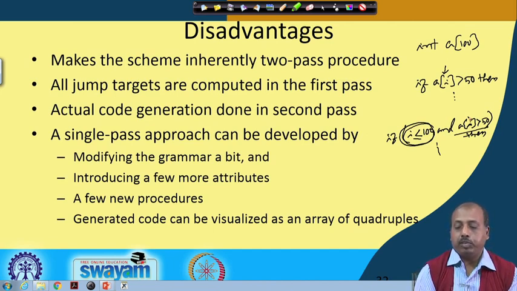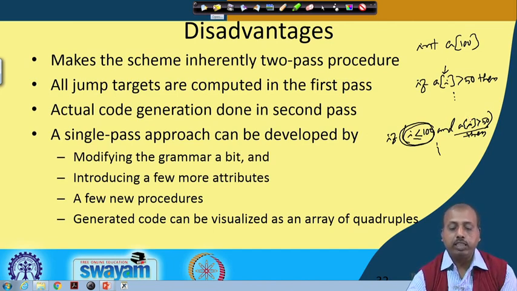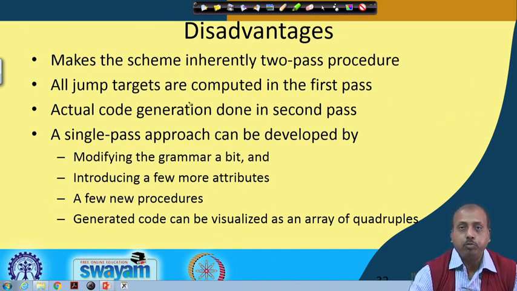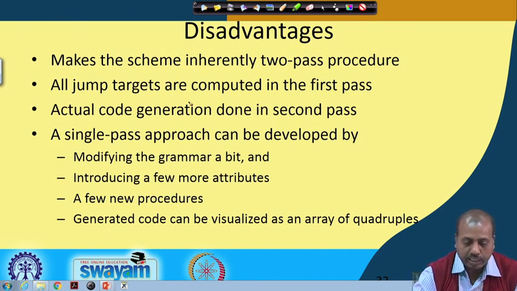However, the way that we are generating the code, it has got problems, because the first thing is that it makes the scheme inherently a two pass procedure, because in the first pass all the jump targets will be computed, and in the second pass the actual code generation will be done. That is required, because I need to have this B.true, B.false pointers, their destinations calculated before we generate the code. However, that makes it a bit cumbersome also.